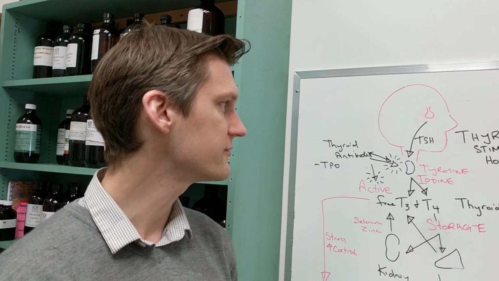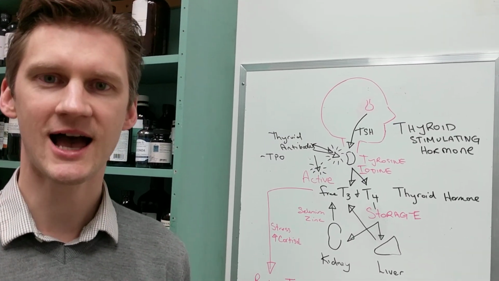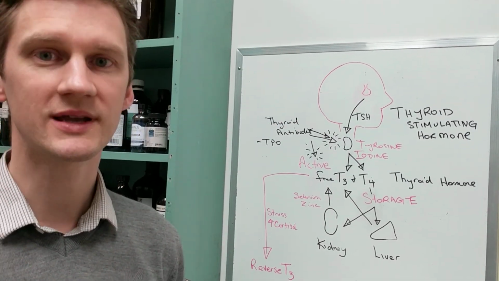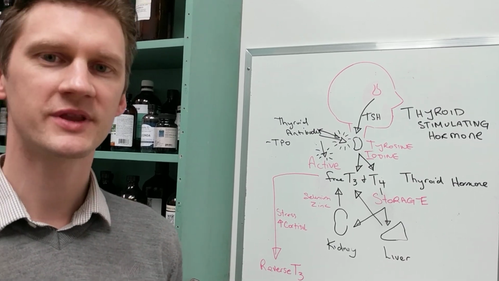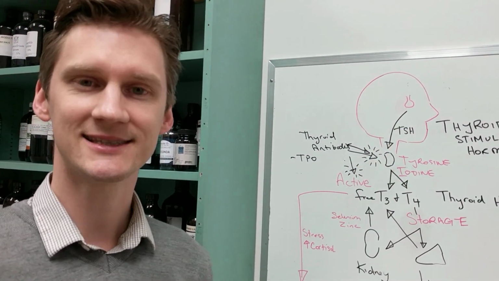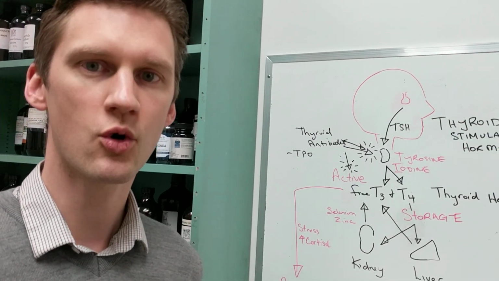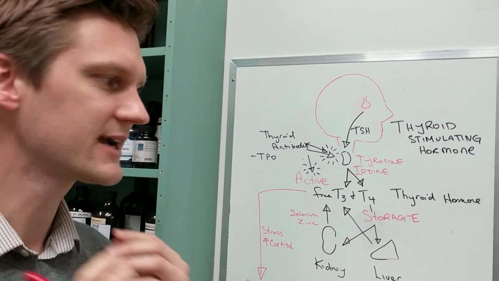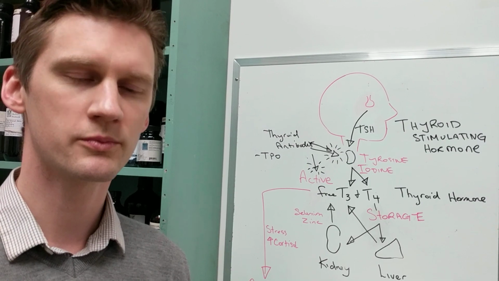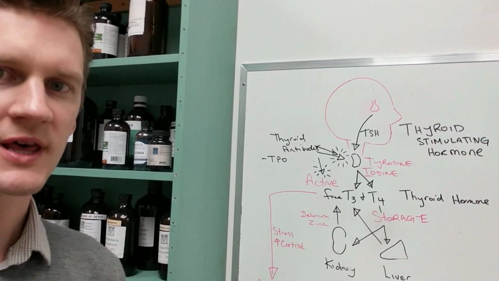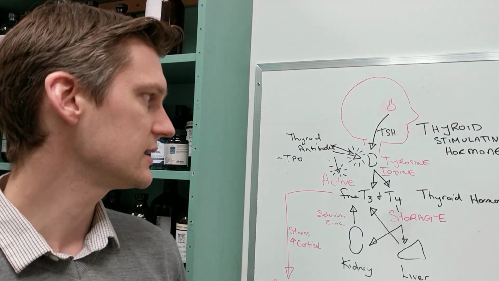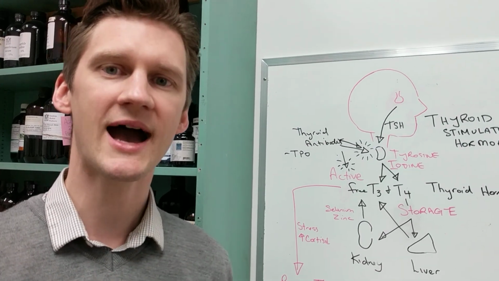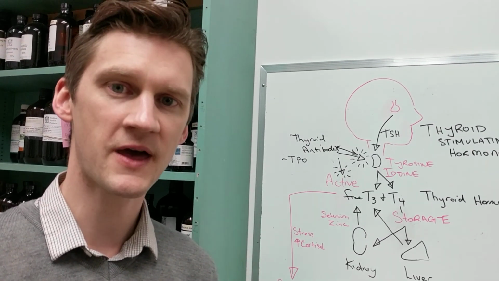So over here, we have just an overview of the metabolism of thyroid. In the head, in the pineal gland, in the pituitary, we have a hormone that's being released, and that's called TSH. That stands for thyroid stimulating hormone. It's knocking on the thyroid, which is located in the neck, and it's saying, let's be active, let's make some thyroid hormone. So the thyroid responds, and it starts producing what we call free T3 and free T4. Those are the two forms of thyroid hormone.